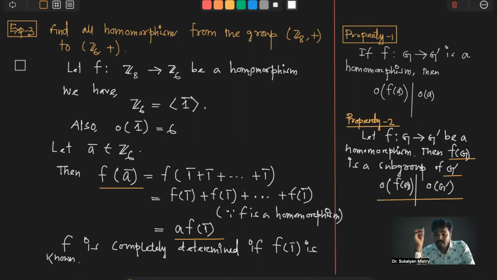So what is the generator of Z8? The generators are the numbers prime to 8, that is 1, 3, 5 and 7. So 1 is the simplest generator. So we consider Z8 is generated by 1 bar. Actually when I say 1, in the modular system we symbolize with a bar. Whenever I say 1, that means 1 bar, okay?